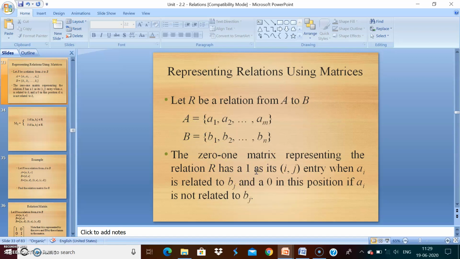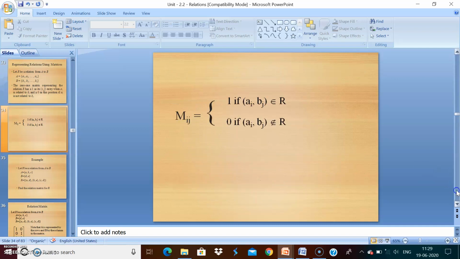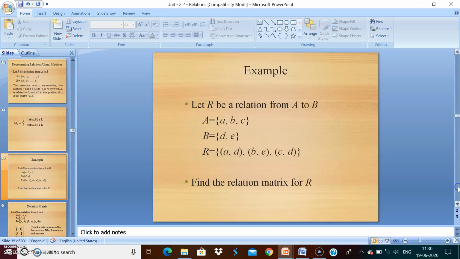If there is a relation from A to B, that is mentioned as 1. If there is no relation from A to B, that is mentioned as 0. Here M of ij, where i means the first set and j means the second set, that is rows and columns, is always either 1 or 0. So what is the 1 here? If the pair (A, B) relation is available, then 1. If (A, B) has no relation, then 0. Finally, that is the matrix represented.